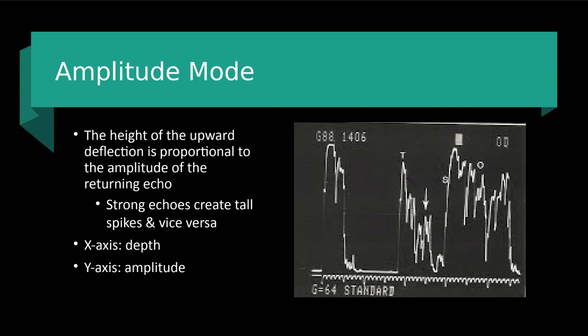But amplitude mode, unlike Doppler, is showing us the amplitude, so the strength of those reflections, and the depth of where those reflections are coming from. So that's a little bit different, right? Because Doppler is saying, okay, I want to look at the velocity of a vessel, but over a period of time, right?